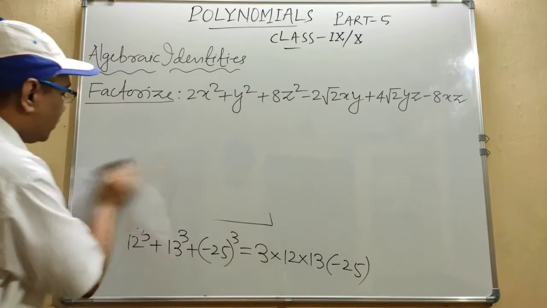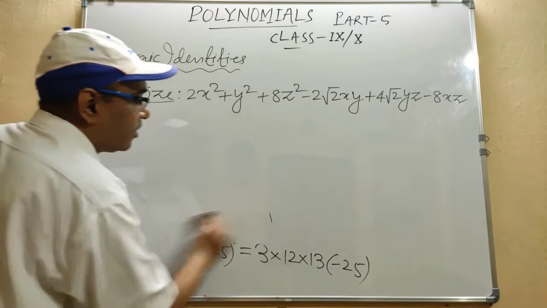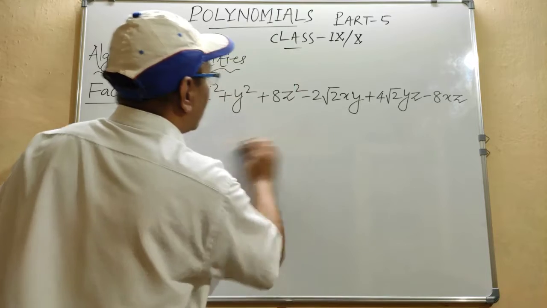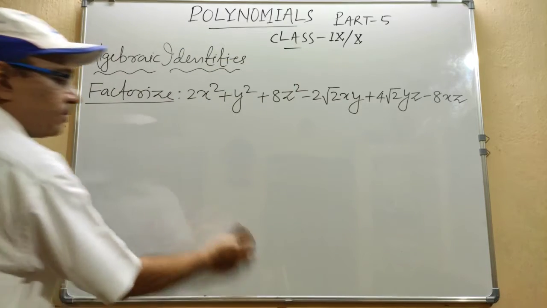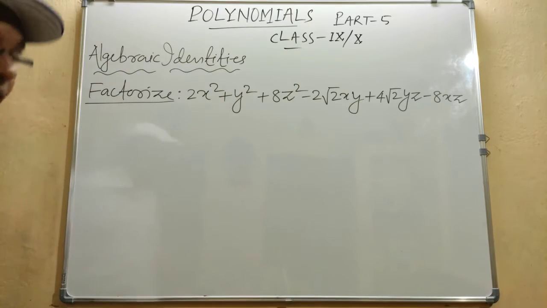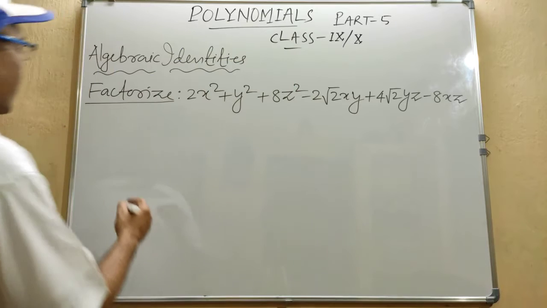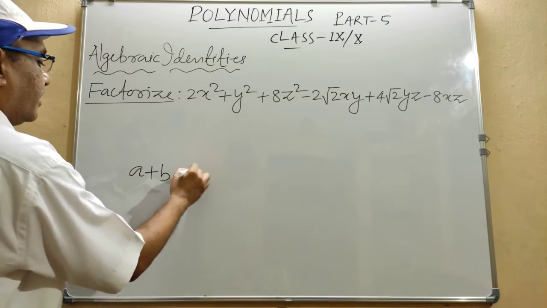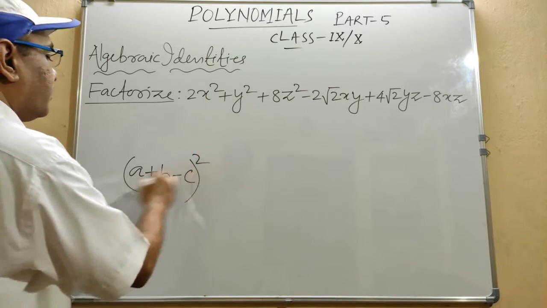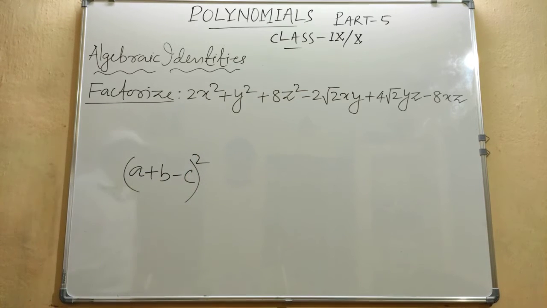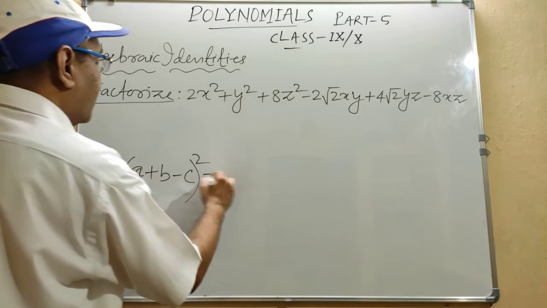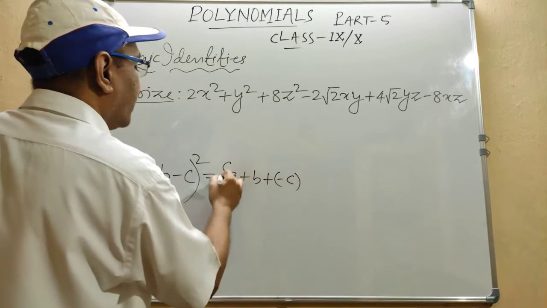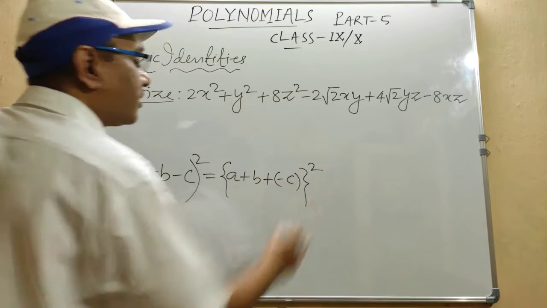Factorize means you have to write it as a product of two or more terms. So, how is this possible? You should keep one thing in your mind. Suppose a plus b minus c is there. It means it is a plus b plus minus c. It can be written in this way.